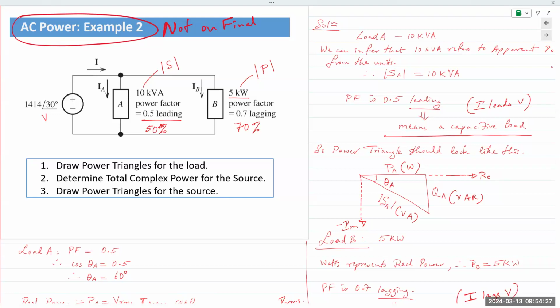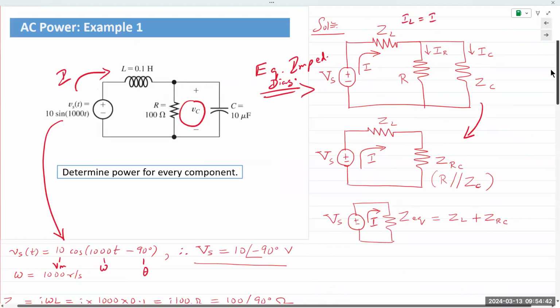Okay, go through example 2. The steps are all listed. There's explanation also listed. It's rather straightforward. And then it will aid and help your understanding of example number 1. Okay, so let's go back to example number 1, and then I'll do a quick recap.